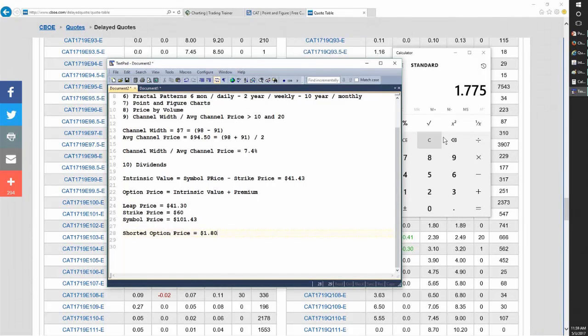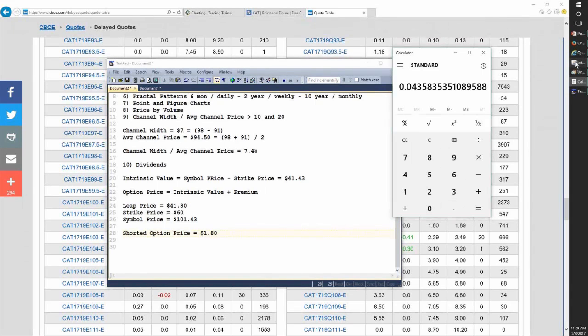When we were talking about doing a covered call, we were talking about $1.80 divided by $101. We're talking about making about 1.7% between now and May 19th. But if we're talking about $1.80 on 41.30, we're talking about an instant increase now, 4.3%.